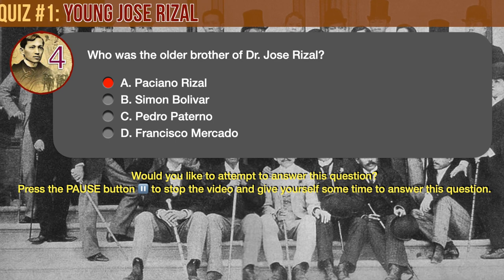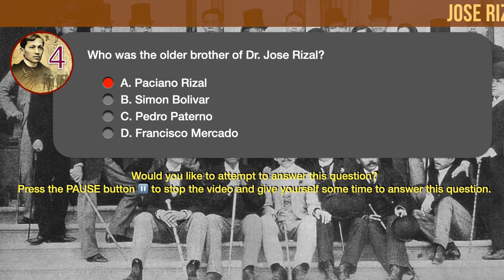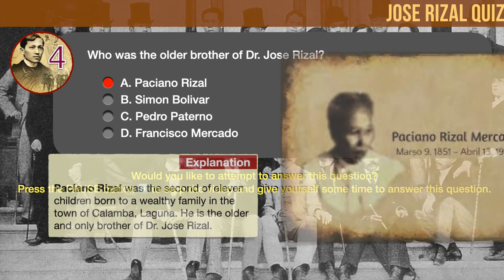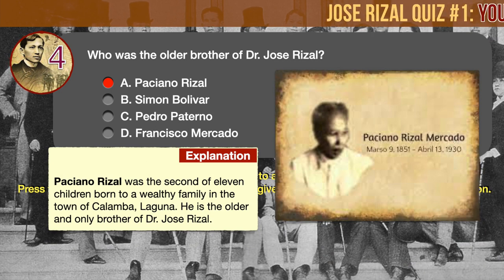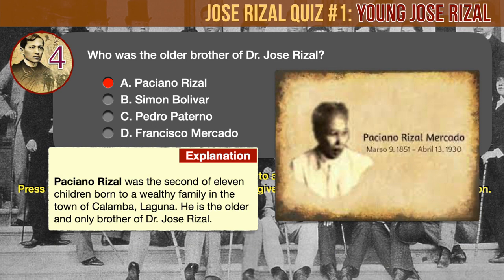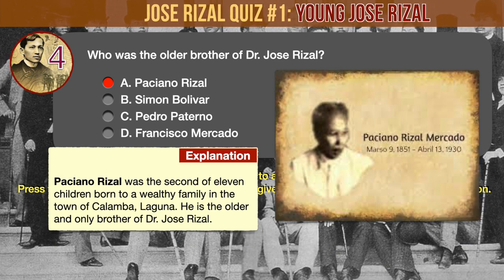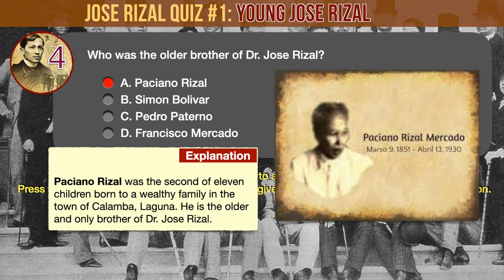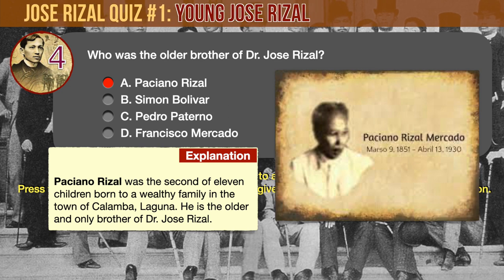The correct answer is A. His full name was Paciano Rizal Mercado y Alonso Realonda. Paciano Rizal was the second of 11 children born to a wealthy family in the town of Calamba, Laguna. He is the older and only brother of Dr. Jose Rizal. Paciano was a huge influence to Rizal's life.